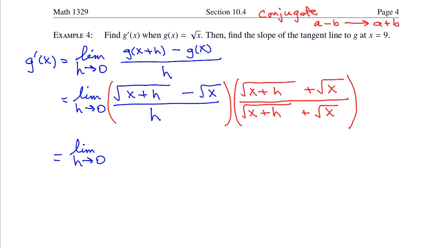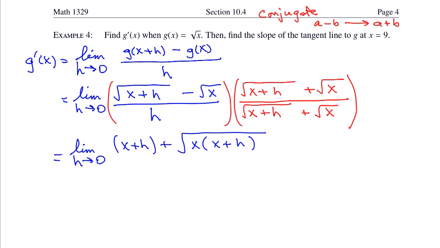So the square root of x plus h times the square root of x plus h is x plus h. Because the square root of a number times the square root of the same number is just that number, right? Next, we'll do the square root of x plus h times square root of x. That is the square root of x times x plus h. So numbers that are on the inside of a square root, you can multiply those together.